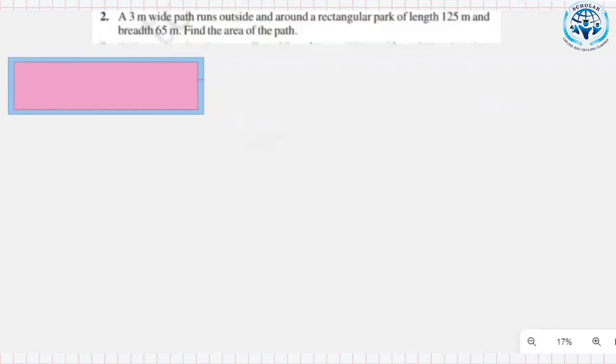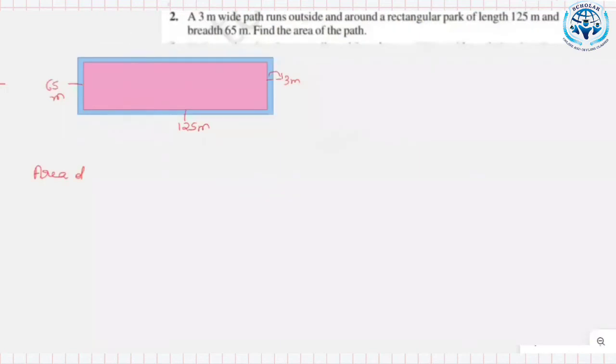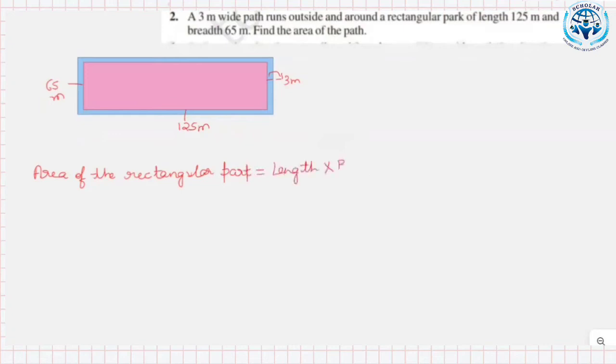Question number 2, a 3-meter wide path runs outside and around a rectangular park of length 125 meter and breadth 65 meter. It is the 3-meter wide path in blue. We will find out the area of the path. In the same manner, first of all, the area of the rectangular park, length into breadth, 65 into 125.